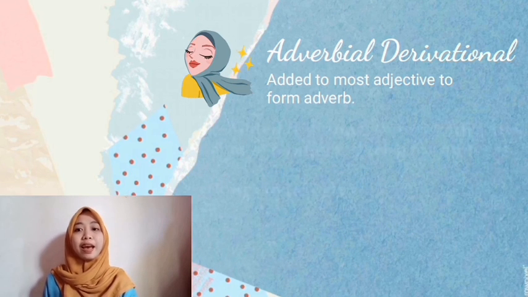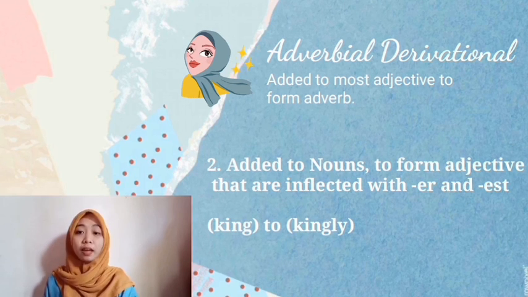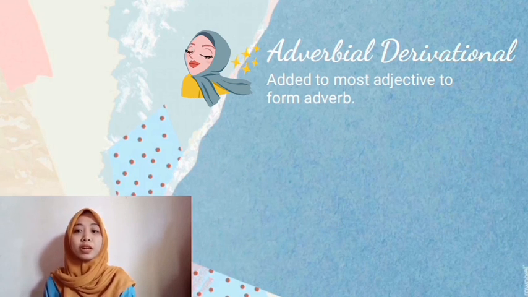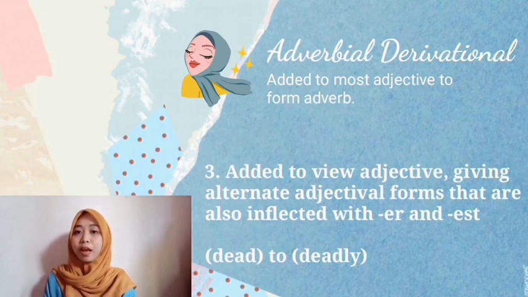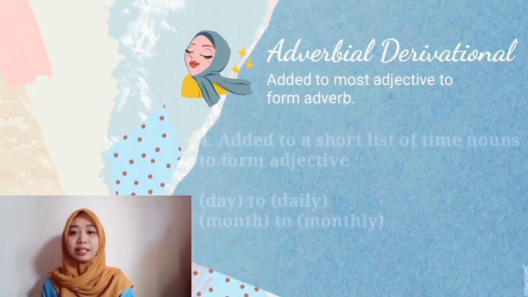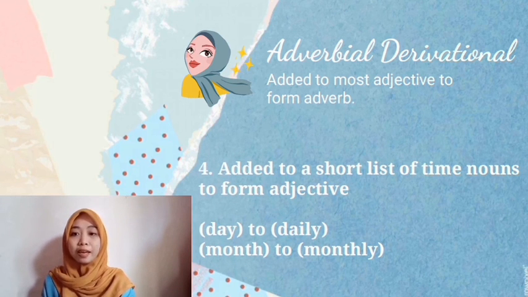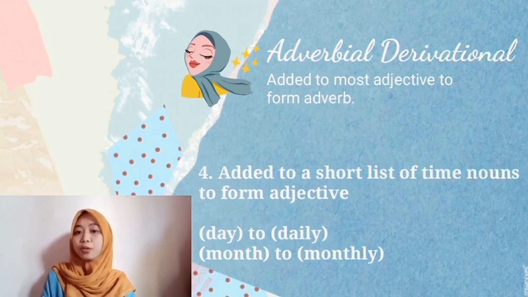The second is added to nouns to form adjectives that are inflected with er and est. It's like king and kingly. And the third is added to a few adjectives, giving an alternate adjective form that is also inflected with er and est. It's like dead and deadly. And the last, or the fourth, is added to a short list of time nouns to form adjectives. It's like day to daily and month to monthly.